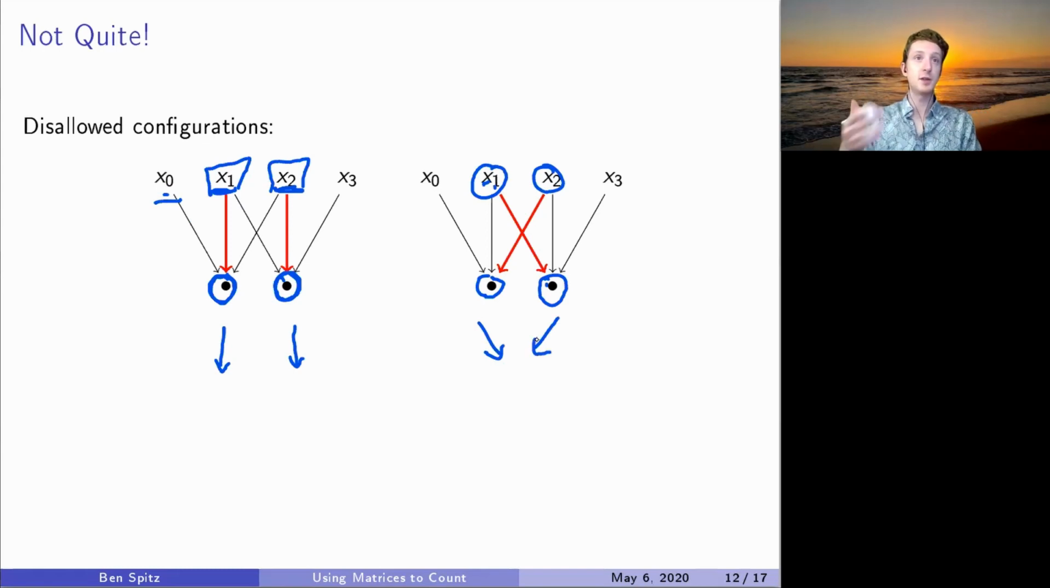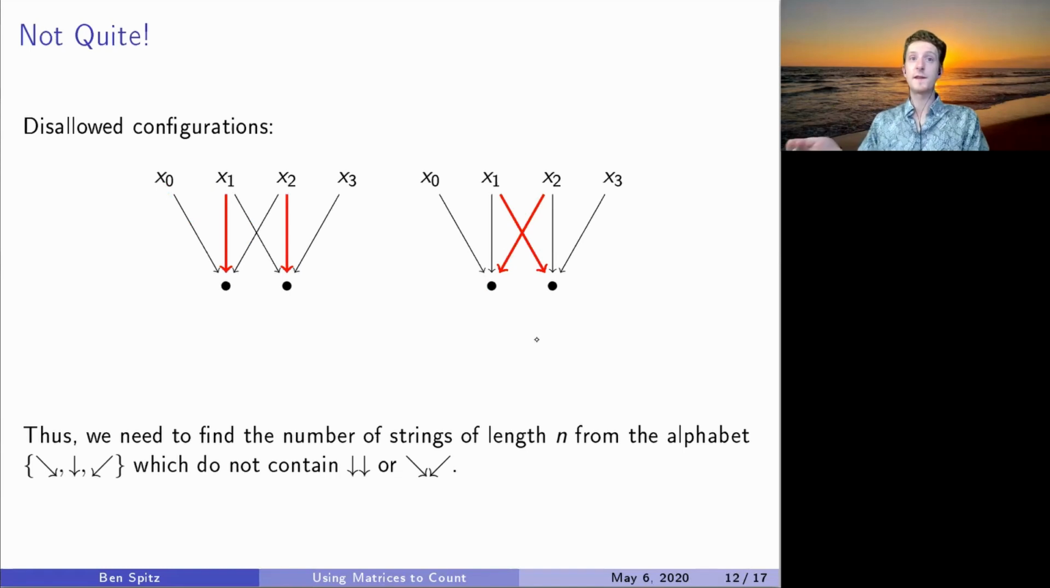Okay, so this adjusts our problem. What we need to do is find all the ways to assign either upper left, right above, or upper right to each output coordinate such that we never encounter these disallowed substrings.